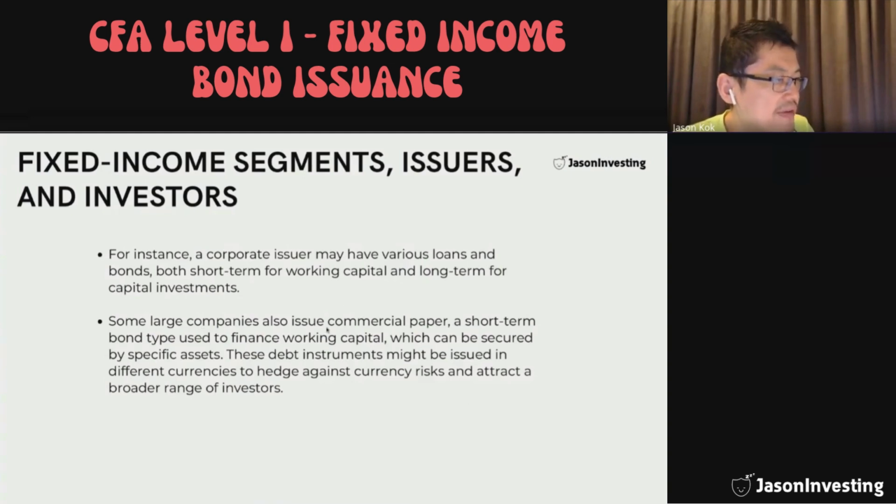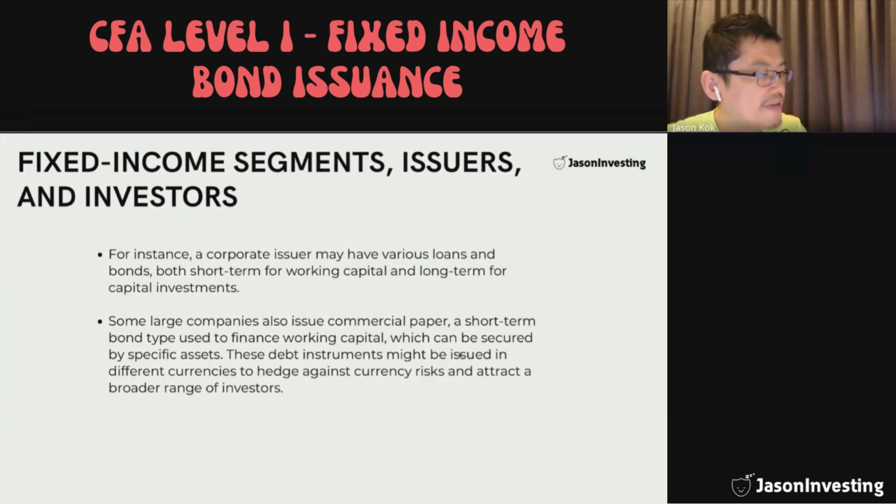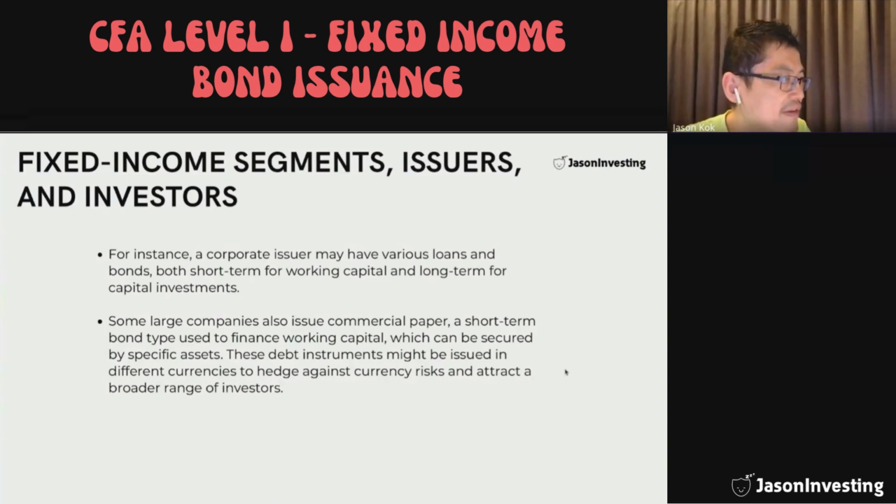Some large companies also issue commercial paper. So commercial paper is a short-term bond, and it's used primarily to finance working capital, which can be secured by specific assets. These debt instruments might be issued in different currencies to hedge against currency risk and attract a broader range of investors.